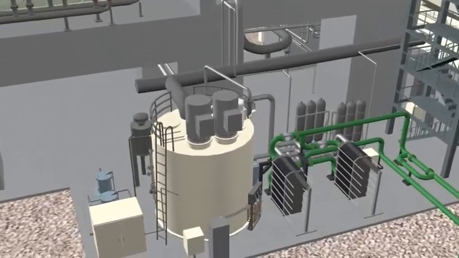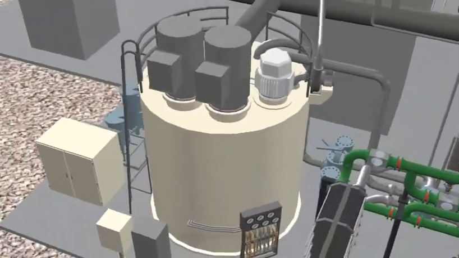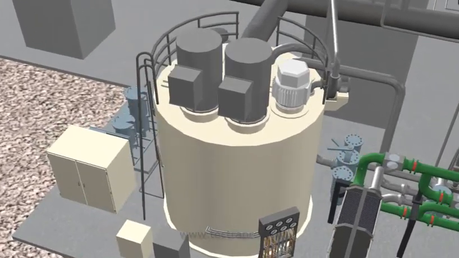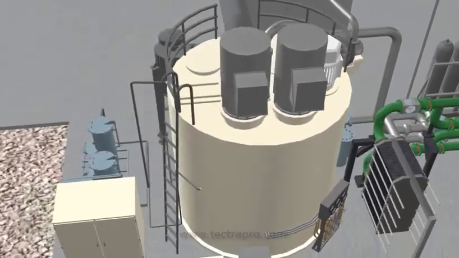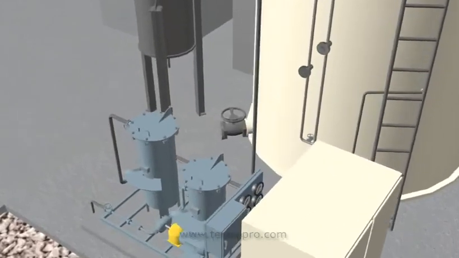Lubricating and control oil are both supplied by the same system on the steam turbine. At the center of this system is the lubrication oil tank. The lube oil tank capacity is 3,963 gallons of turbine oil. Various components are located on and around the lube oil tank.